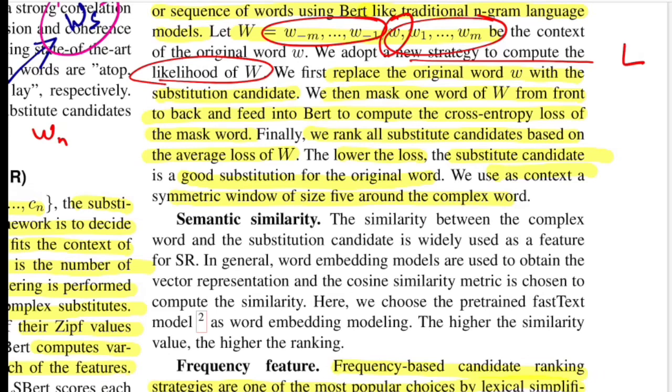Okay, now talking about semantic similarity, which is a very intuitive and common strategy to look out for. They use a pre-trained fastText model to get the word embedding for the complex word as well as one of the substitutes, and whichever has the highest cosine similarity is ranked higher.